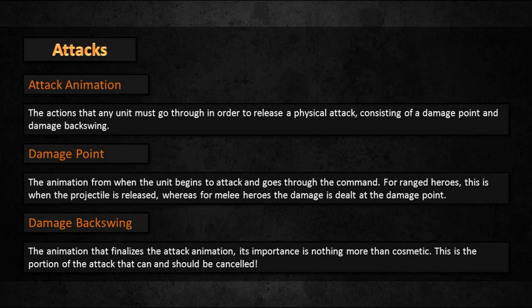Damage backswing: the animation that finalizes the attack animation. Its importance is nothing more than cosmetic. This is the portion of the attack that can and should be cancelled by inputting another command immediately after the damage point has passed.